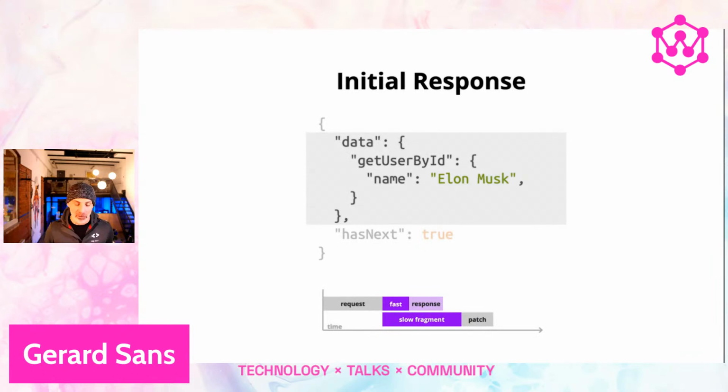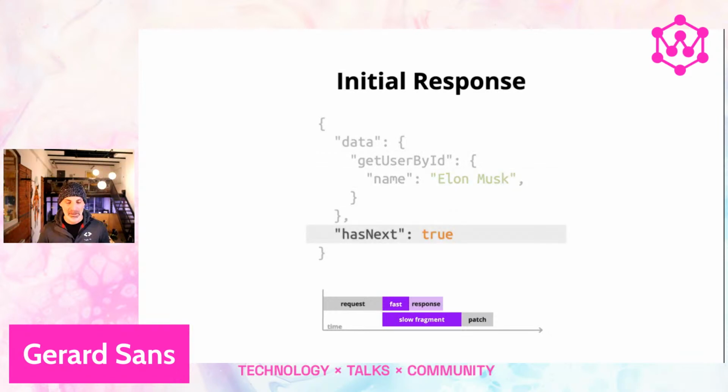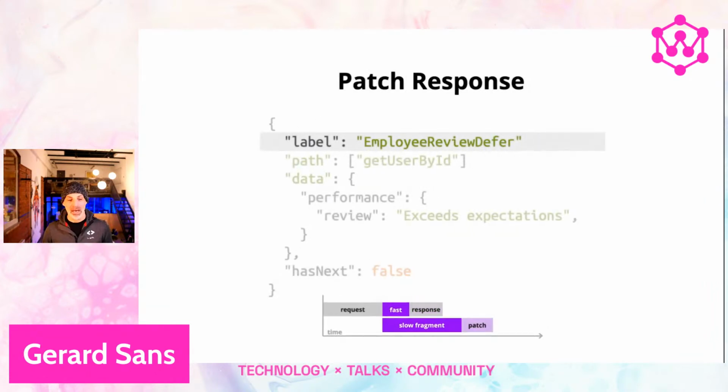So this is very much like a normal response. We get the getUserById, which is the query, and then we get the first field. I'm using Elon Musk here, and the only difference from a normal response is that it has this extra hasNext: true. And you can see what's going on below. We're getting the first response, and after this first response, we will get the patch. So this will be the initial response that our client will get, which is slightly different from a regular response for a GraphQL query.